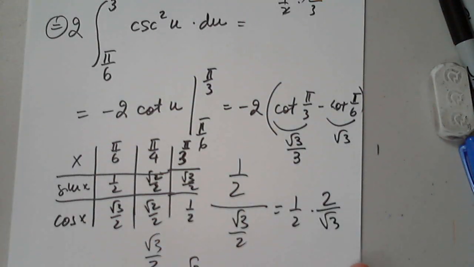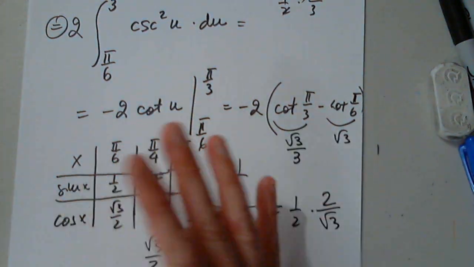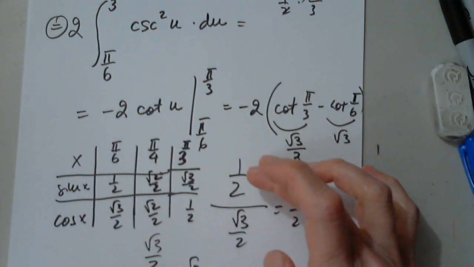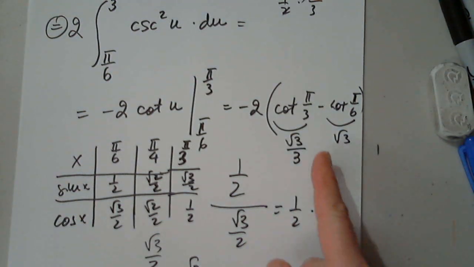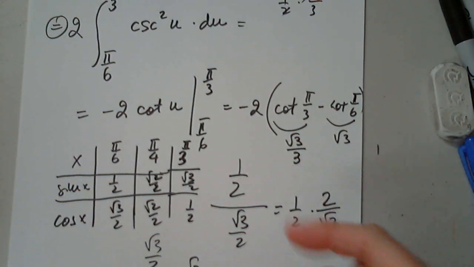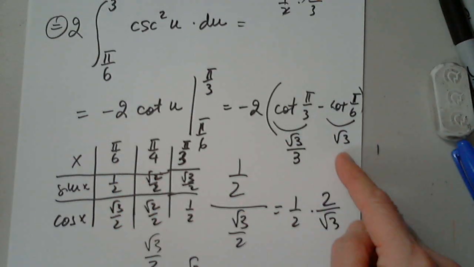I wrote the table for you again, but I would not have needed that. So cotangent I know is cosine over sine. For pi over 3 it is 1/2 over this, which is 1 over the square root of 3, or the square root of 3 over 3. And for this one, I know it's the square root of 3 over 2 divided by 1/2, which is the square root of 3.